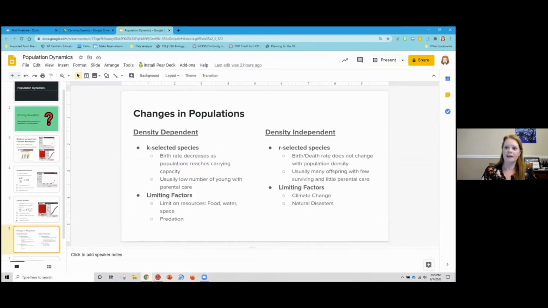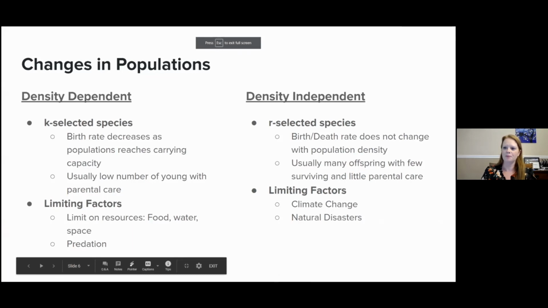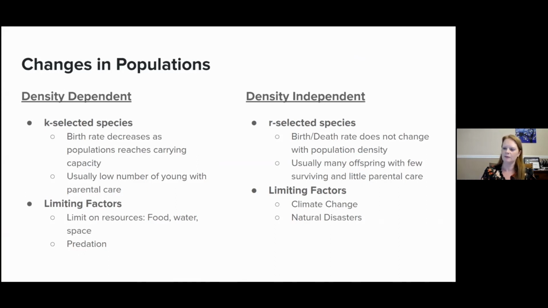And from there, they can identify and make some connections with the organisms and how those reproductive strategies work, and how those changes in the populations are caused, whether they're density dependent or density independent. So whether they're K-selected species, like humans, I would assume zombies as well, where the birth rate decreases as the population reaches that carrying capacity because the death rate increases, and that's where the population is normally in, fluctuating around that carrying capacity, where the organisms tend to have fewer babies and take care of them longer.